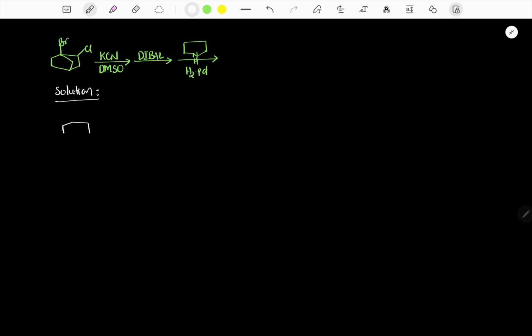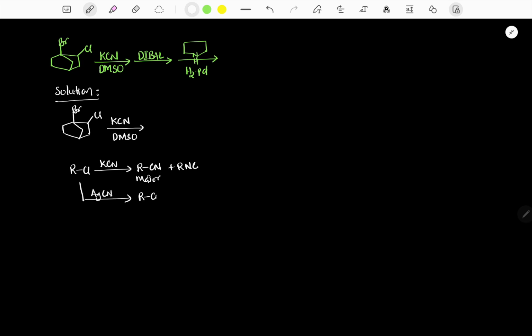So the reactant has alkyl halide functional groups: bridge carbon Br and secondary carbon chlorine. It is treated with the ambident nucleophile KCN in polar aprotic solvent. When alkyl chloride is treated with KCN, it gives two products, cyanide plus isocyanide, and cyanide is major. When it is treated with AgCN, it forms RCN plus RNC, and isocyanide is the major product.